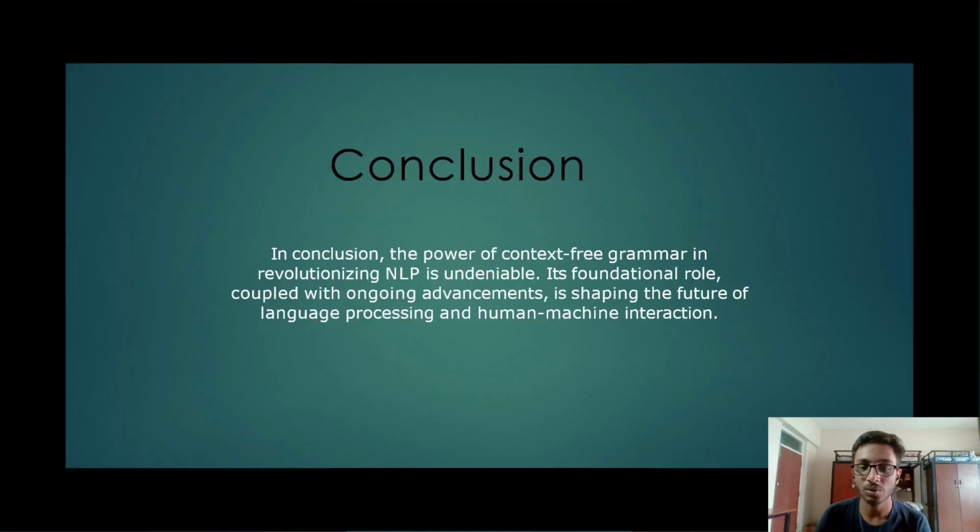Conclusion. In conclusion, the power of context-free grammar in revolutionizing NLP is undeniable. Its fundamental role, coupled with ongoing advancement, is shaping the future of natural language processing and human-machine interaction.